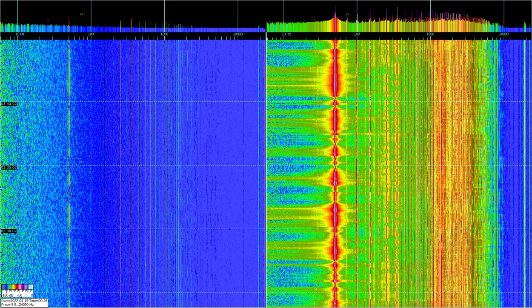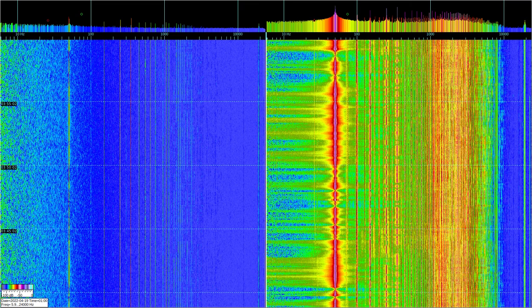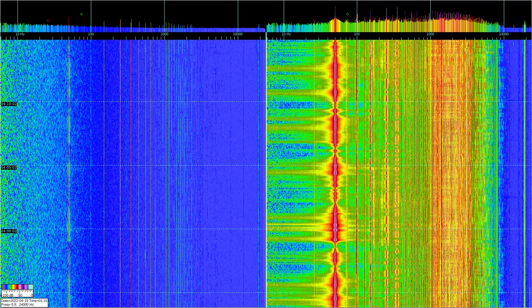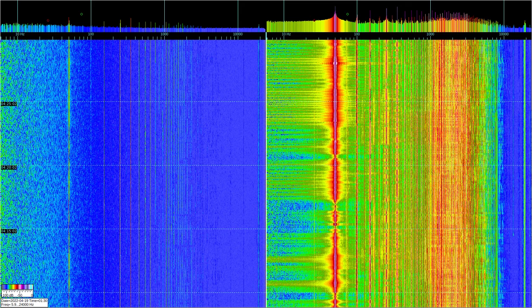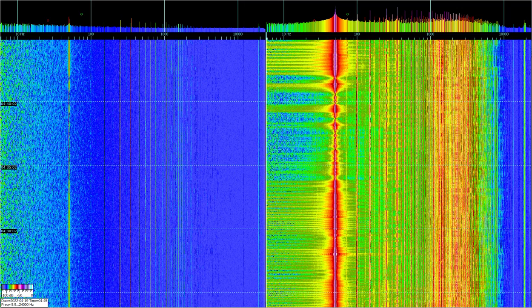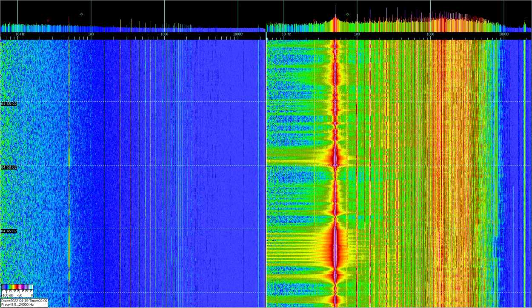Frequency 300 to 3000 Hz. Wavelength 100 to 1000 km. In this range there are electromagnetic oscillations of the sound range, the so-called whistling waves, whistlers, as well as various interference from household appliances. Frequency 3 to 30 kHz.